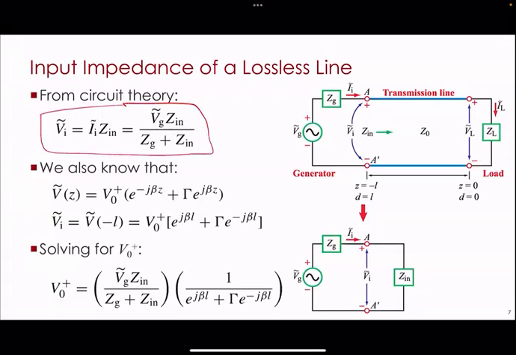So we're able to get the input voltage. It's VG times Z in divided by Z in plus ZG. That's it. Okay. And last thing, we won't use this too much. There might be one quiz question on this, but if you notice, we never had an expression for V0 plus. What is V0 plus?